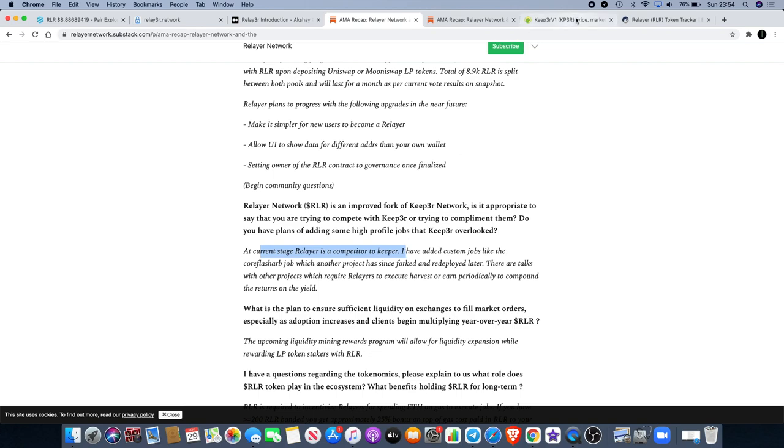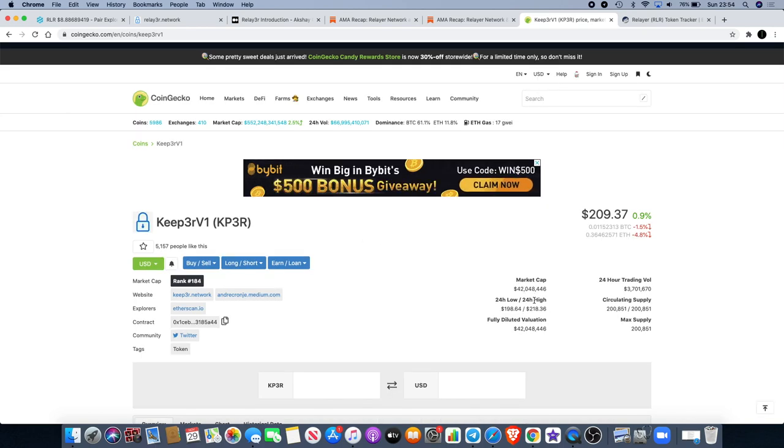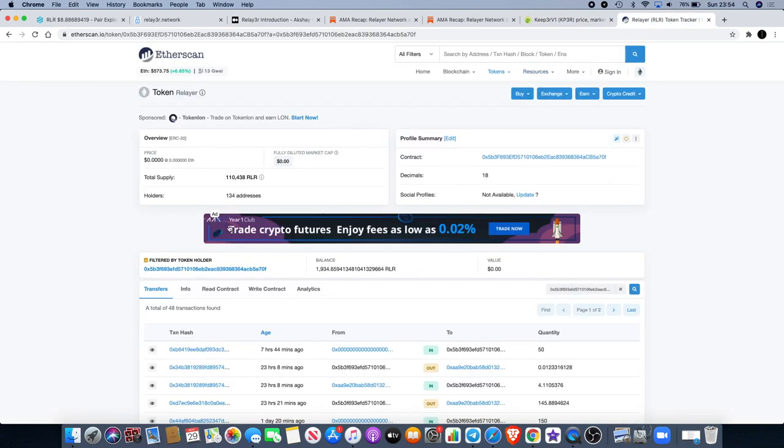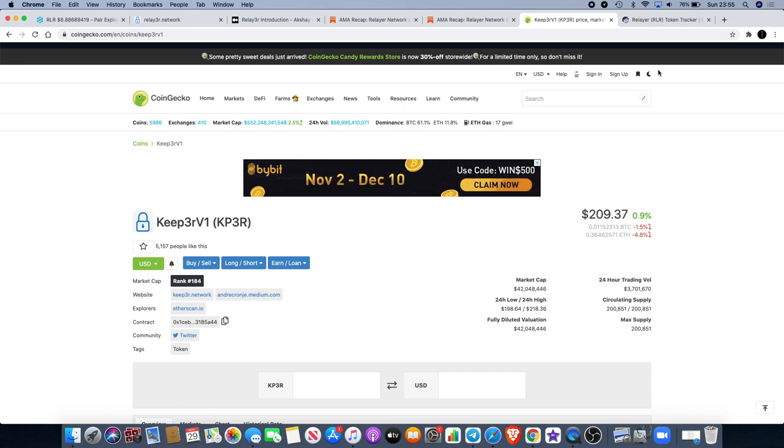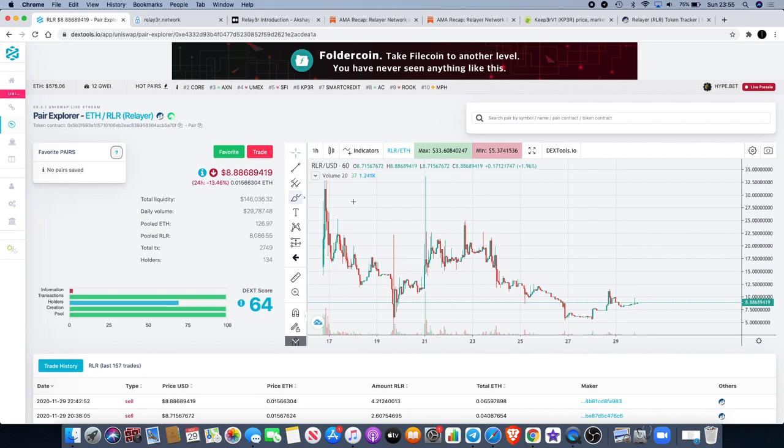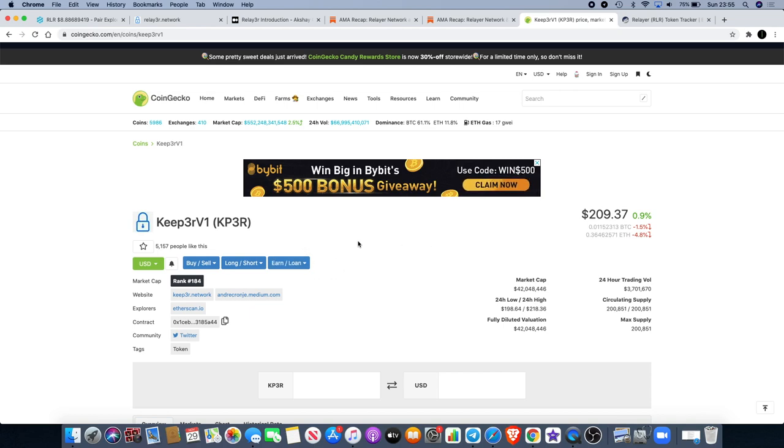If we look at the market for Keeper, the market cap is currently at 42 million, with a max supply of 200,851, and it's currently sitting at around $209. Now if we look at Relayer, Relayer's total supply is 110,438, so that's almost half of the supply of Keeper. If we look at the price, currently at $8.88, it's definitely got the potential. If we can take some of this market share away from Keeper, or even match that in the longer term, we've got a kind of price projection that we could potentially look at if it was to pick up like that.